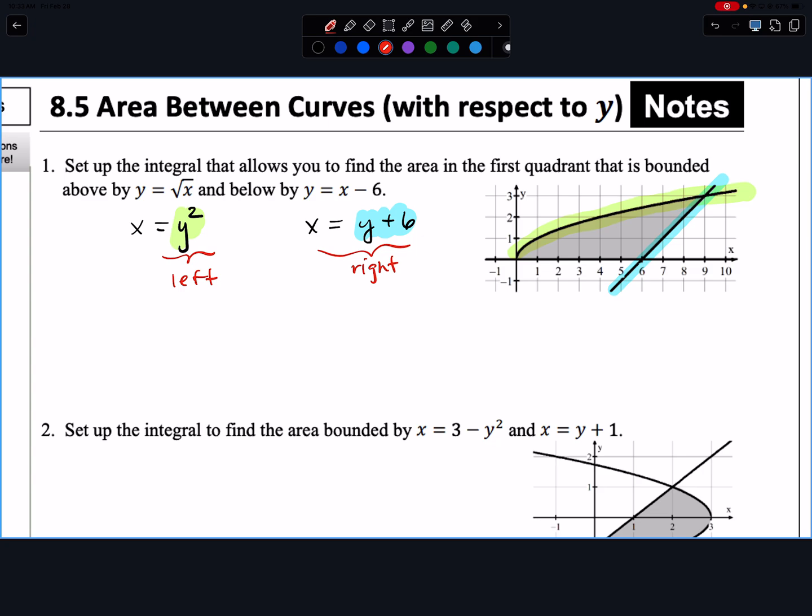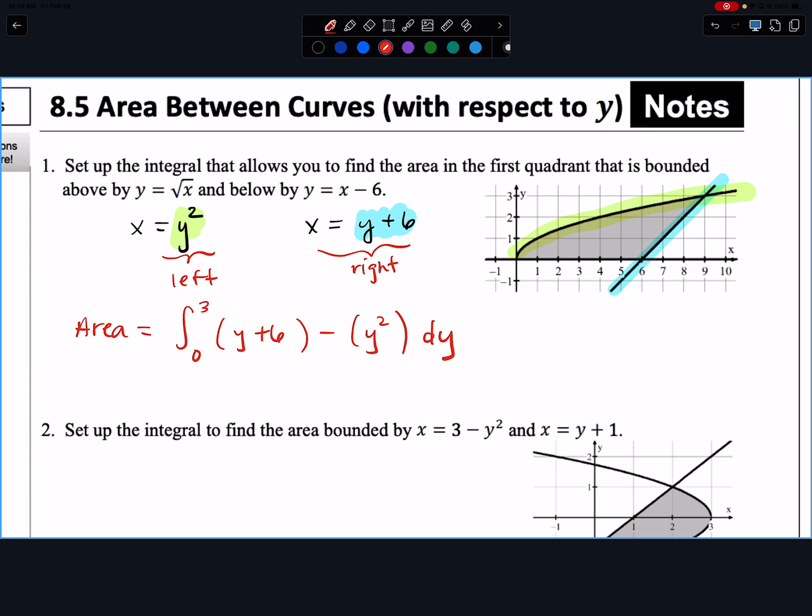Okay, is everybody cool with that? Does that make sense? Now, since we're doing it with respect to y, what are my bounds? 0 to 3, so the area is going to be equal to the integral from 0 to 3. Which function is my right function? So y plus 6 minus y squared. Good. Am I going to write dx? What's my variable? So this means with respect to y.